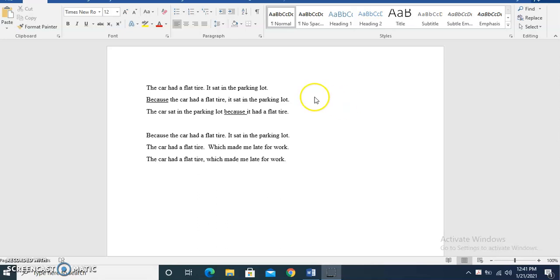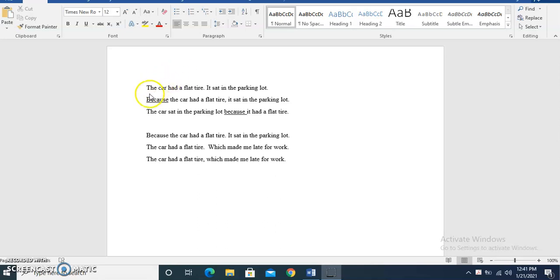So let's look at our second sentence here. Because the car had a flat tire, comma, it sat in the parking lot. When I add this because in here, it changes the power of these two sentences. Like in the sentences above, these are more equal because they're both independent clauses. The car had a flat tire, that can stand by itself, and it sat in the parking lot, it can stand by itself.